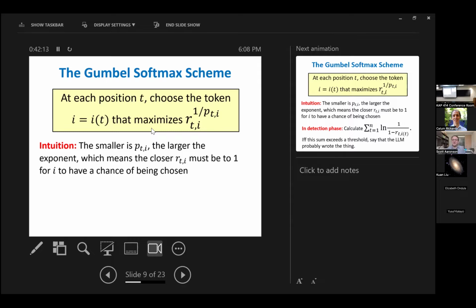The lemma that you can prove with just a little bit of statistics or calculus is that if the r_ti were uniformly random, then under this rule, the probability of token i being chosen would be exactly p_ti.